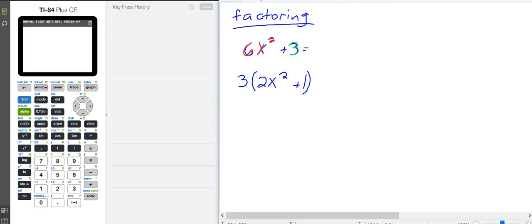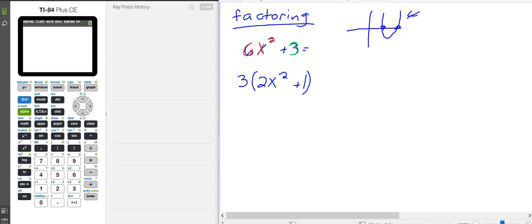This is going to be important when we have to solve quadratics. Quadratics are a graph, it's called a parabola, and we're going to want to solve for where this graph crosses the x-axis. And we're going to have to factor the equation for this parabola in order to find where it crosses the x-axis. Now, how do we know that we got it right, that 6x squared plus 3 is equal to 3 times (2x squared plus 1)?